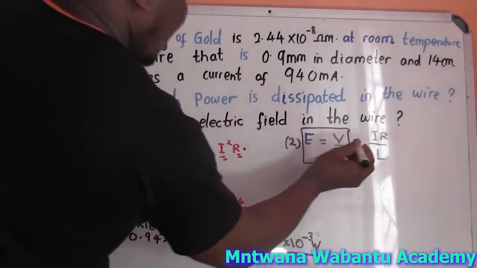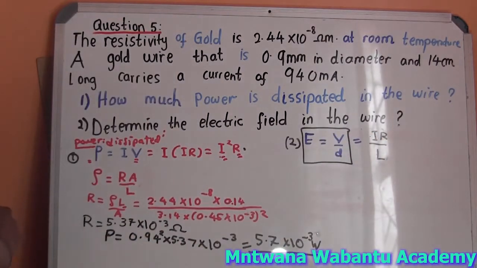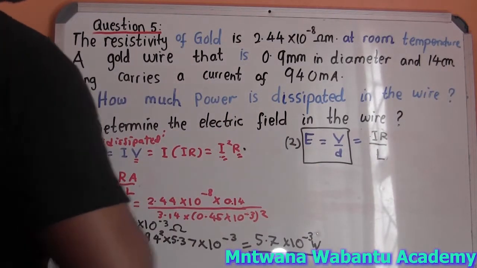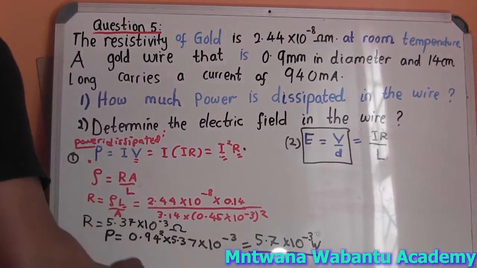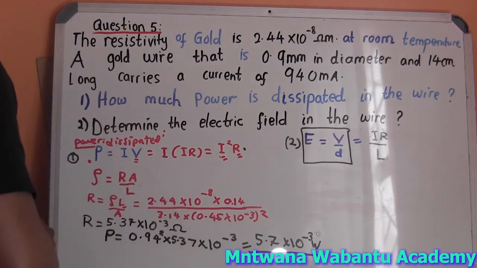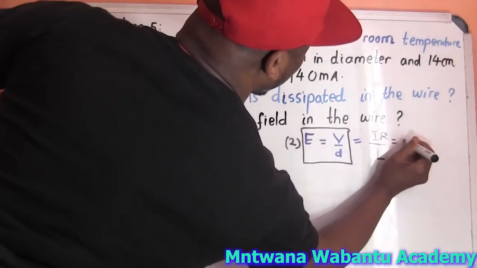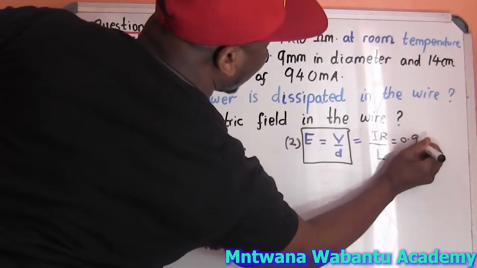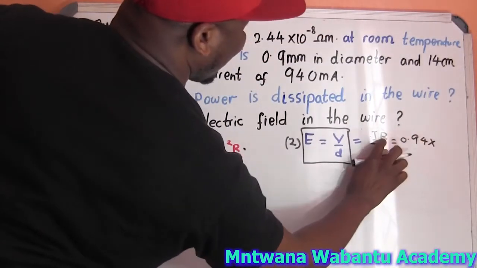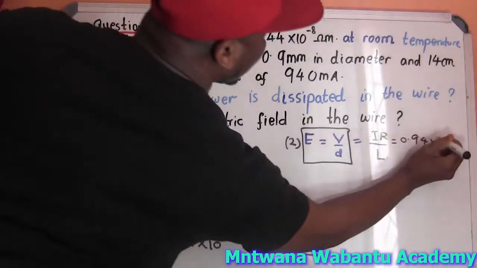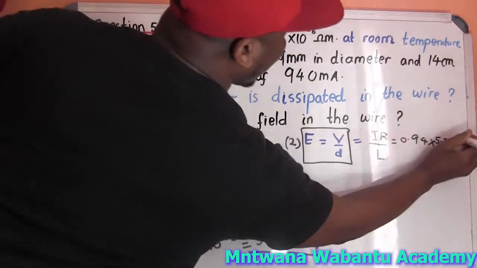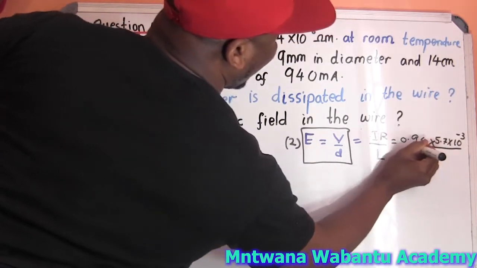So now, do you have a current? Yes, we have. Do you have a resistance? Yes, we have. Do you have a length? Yes, we have. So we can get the electric field. So what is the current? Our current is 0.94. And then multiply by the resistance. Resistance equals 5.7 times 10 power negative 3. And then we divide over the length.